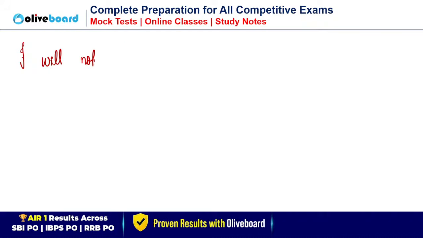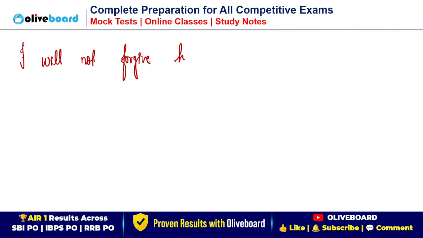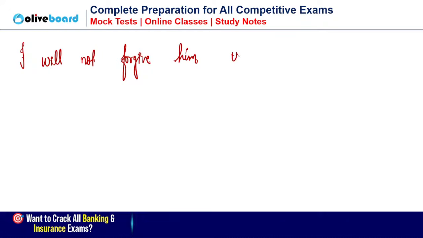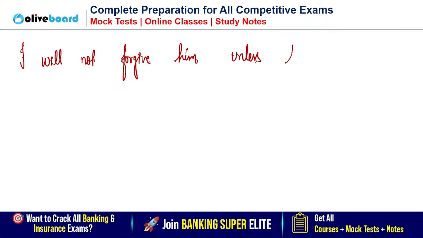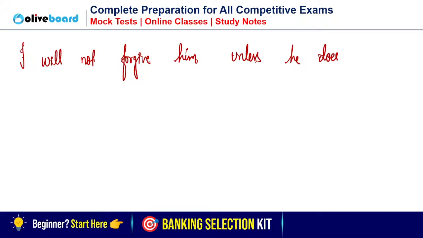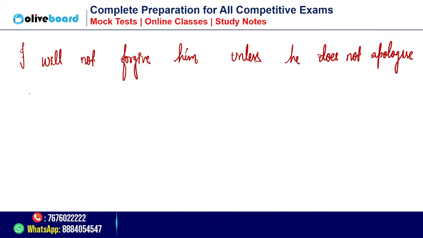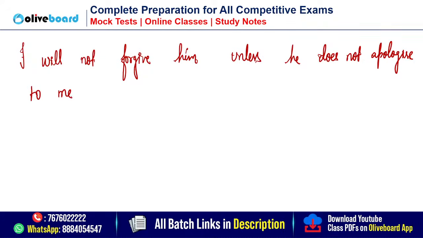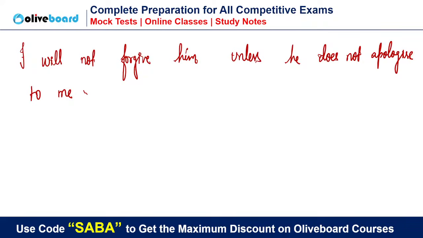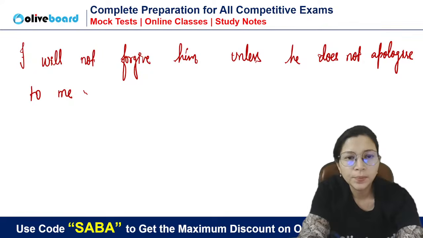I will not forgive him unless he does not apologize to me. Apply the rule and tell me the error. I will not forgive him unless he does not apologize to me.